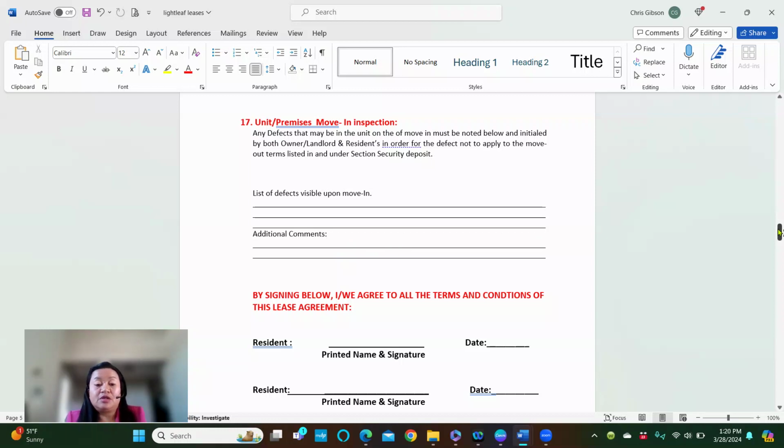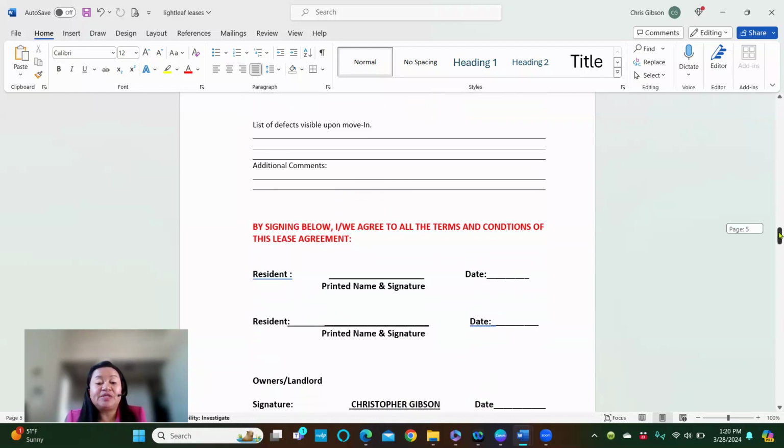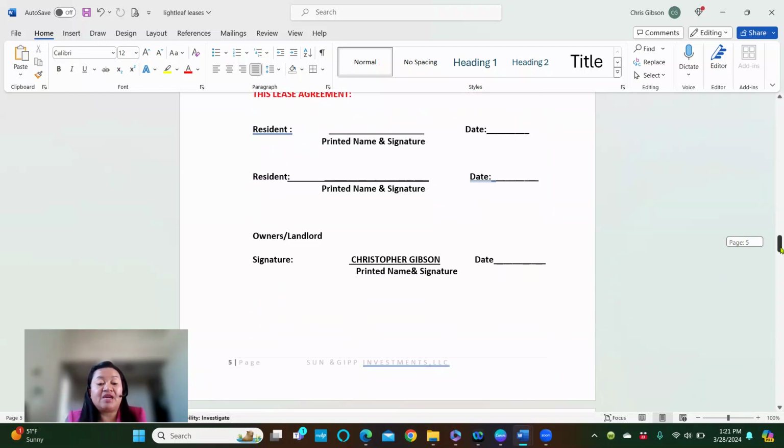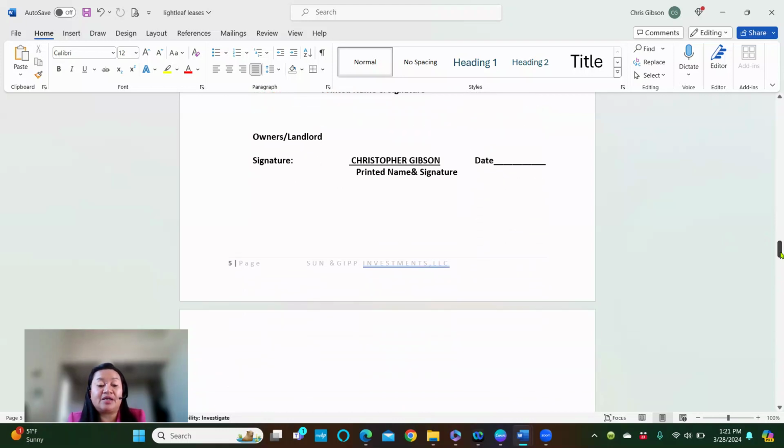So when all is done, they need to sign over here, the resident. All the residents above 18 years old must sign over here with the date. And the last one is the landlord's signature. After signing, we keep the original copy and we give the photocopy to the resident. So this is all that we have in our leases in our rental property.